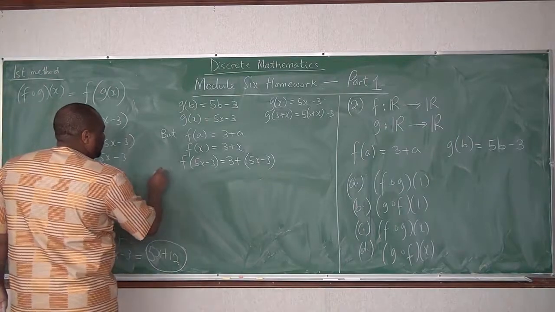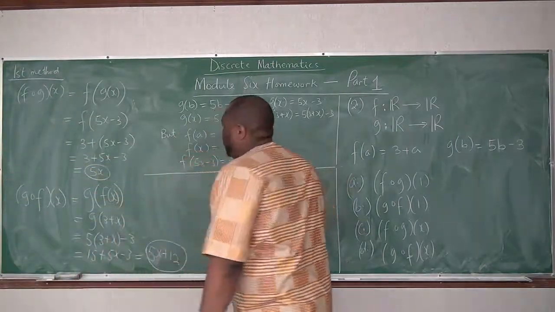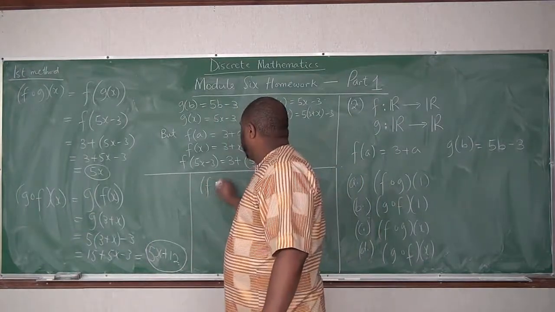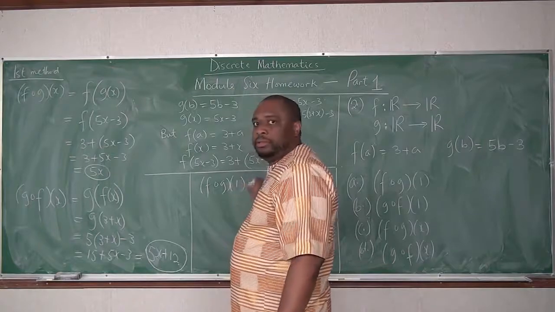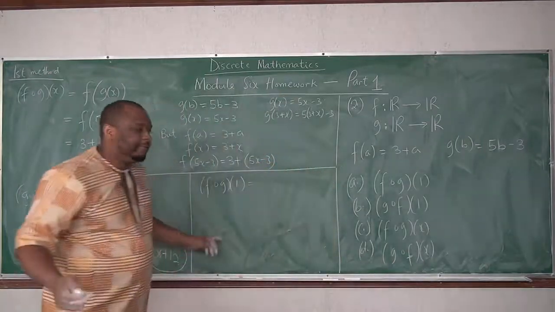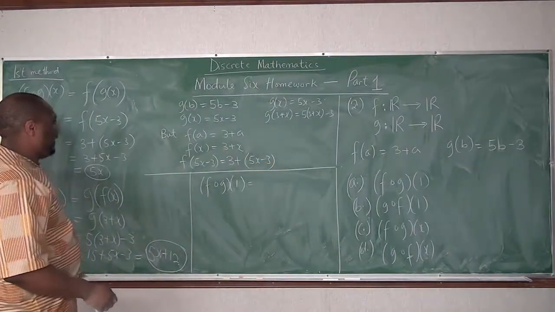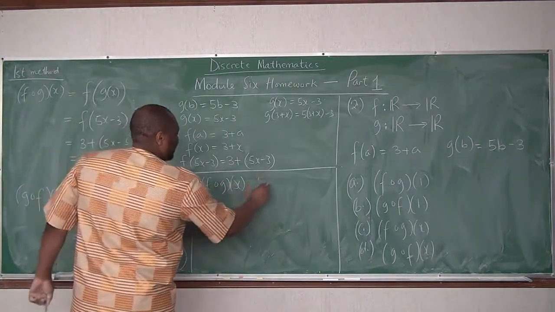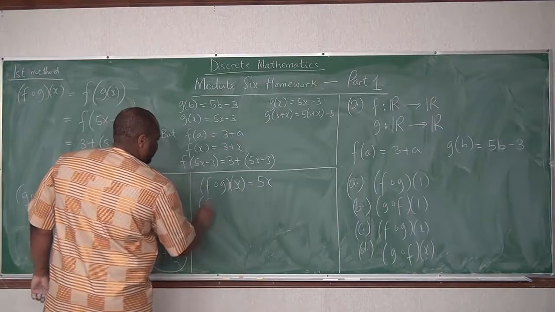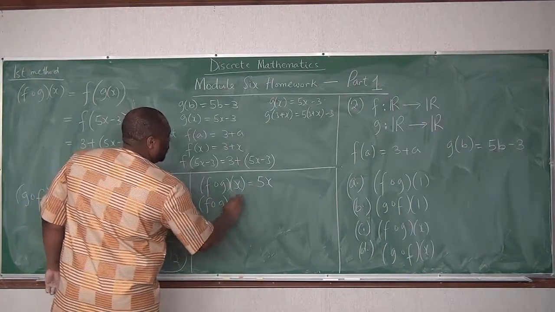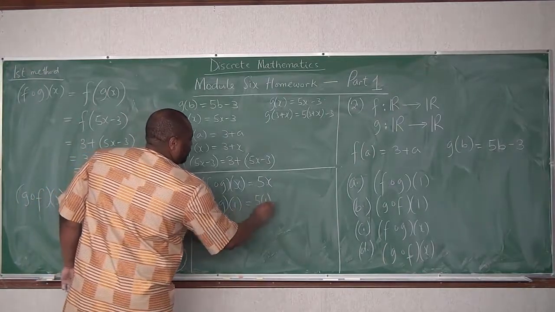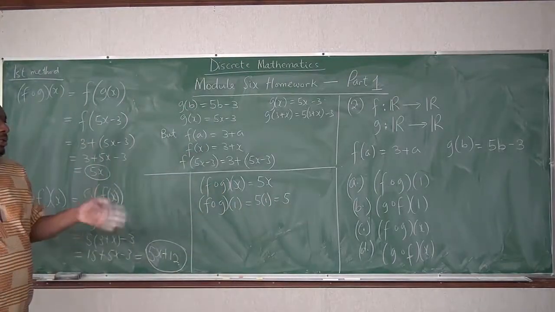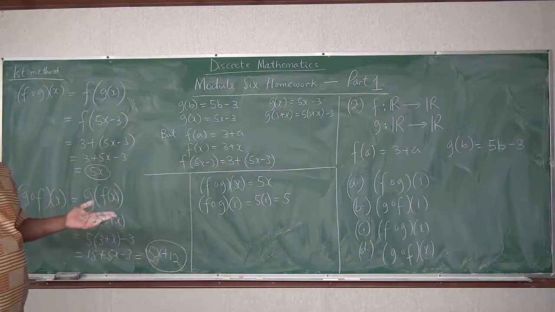So if I want to find now fog of 1, okay, fog of 1. Now fog of x first gave me 5x. So fog of 1 is just 5 times 1, which is 5. Wherever I have x, I replace with 1. So that's 5 times 1, which is 5.